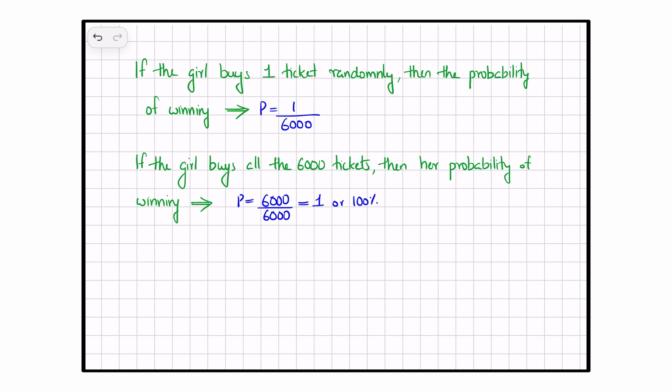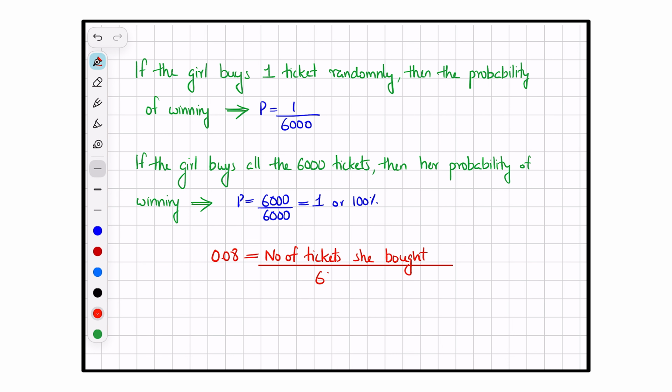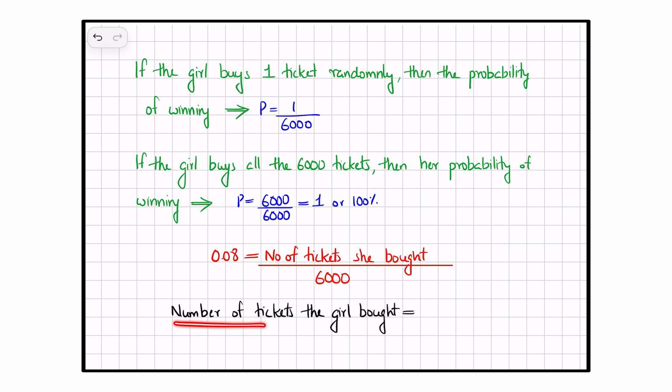Now it is given that her probability of winning is 0.08. Okay, that means 0.08 is equal to the number of tickets she bought divided by the total number of tickets, or 6,000. So we will get the number of tickets the girl bought is equal to 6,000 into 0.08, or 480. So the answer is 480, or option C.